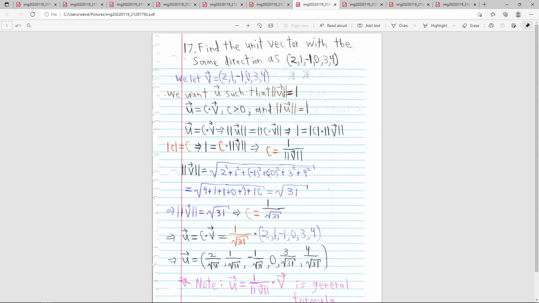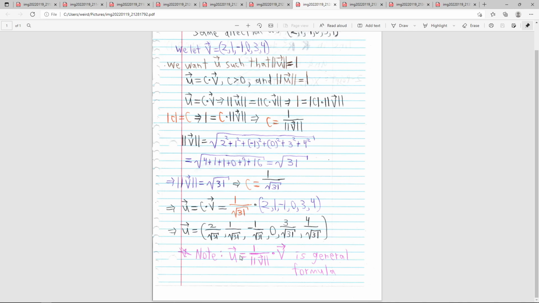The length of v can be calculated through that simple formula, and we eventually get square root of 31. So the length of v is equal to square root of 31, which means c equals 1 divided by square root of 31. So we go back, we have u equal to c times v. So it's just u equal to 1 divided by square root of 31 times the vector v. That will give you your unit vector. You multiply the scalar in and you get it.